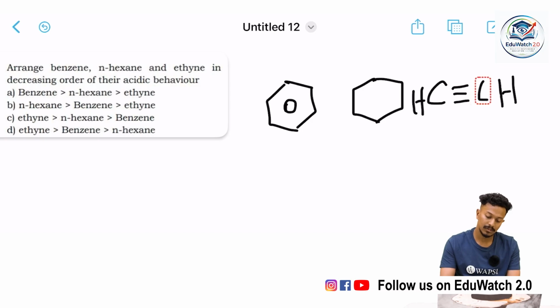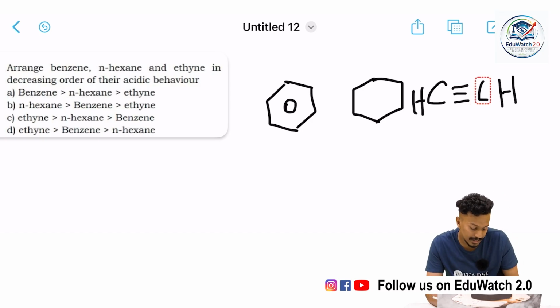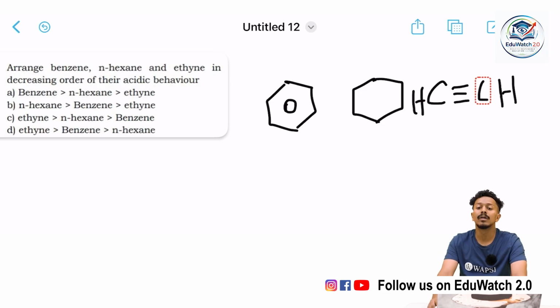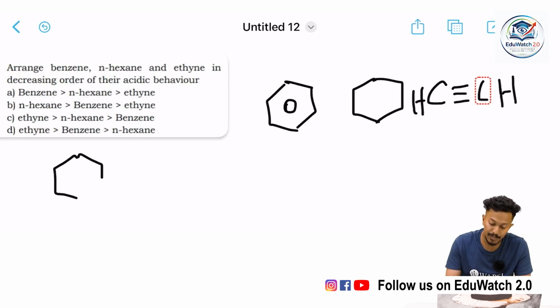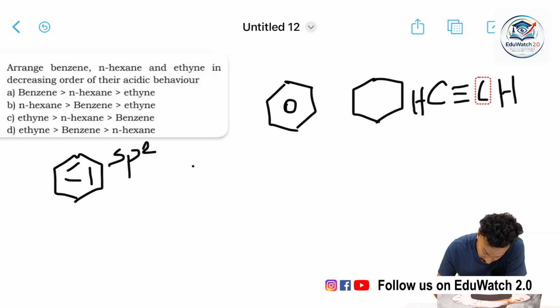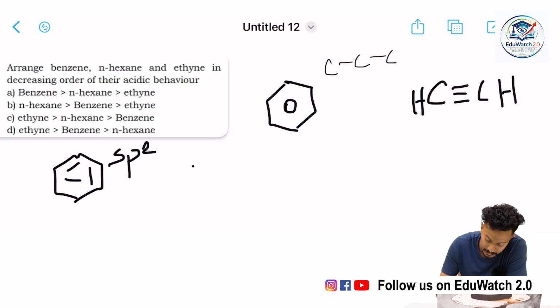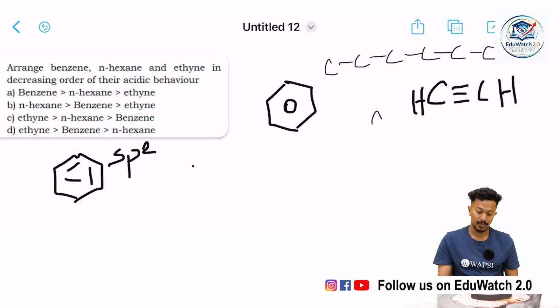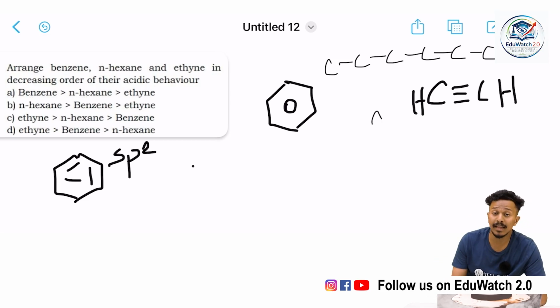Okay, ethane, and in decreasing order of their acidic behavior, we have to show the acidic behavior of each of these. In this benzene ring, we have an sp2 hybridized carbon, right? Sorry, I'm really sorry about that. It's a normal hexane, so we should write this C. Normal hexane, right? Okay. A normal hexane has sp3 hybridization.